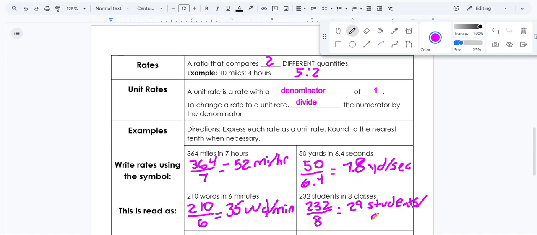All right, so all you do is you write your ratio from what they give you, and if they ask for the unit rate, you divide the top number by the bottom number. You divide the numerator by the denominator, and that gives you your unit rate, how much it is for one of them. So for 1 hour, I went 52 miles. For 1 second, I went 7.8 yards. In one class, there's 29 students, okay?